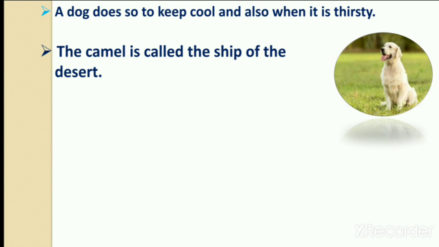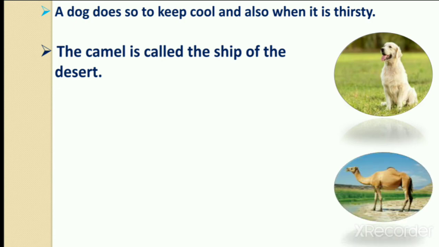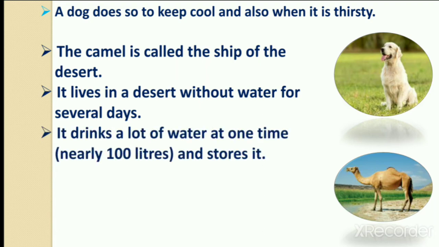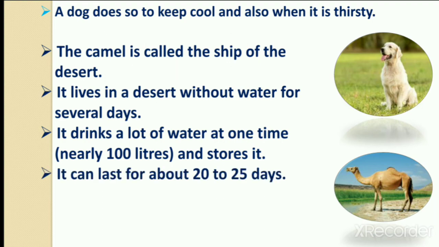The camel is called the ship of the desert. It lives in the desert without water for several days. It drinks a lot of water at one time, nearly 100 liters, and stores it. It can last for about 20 to 25 days.